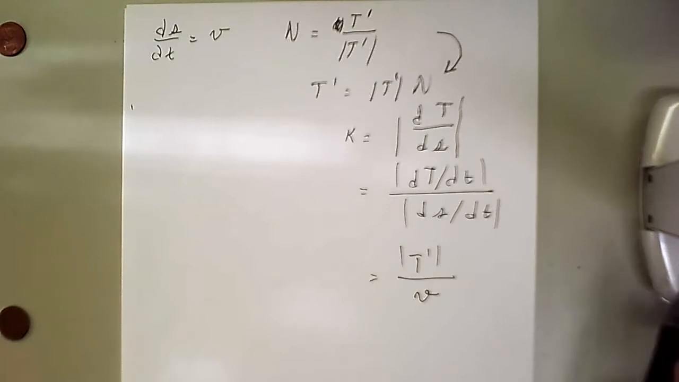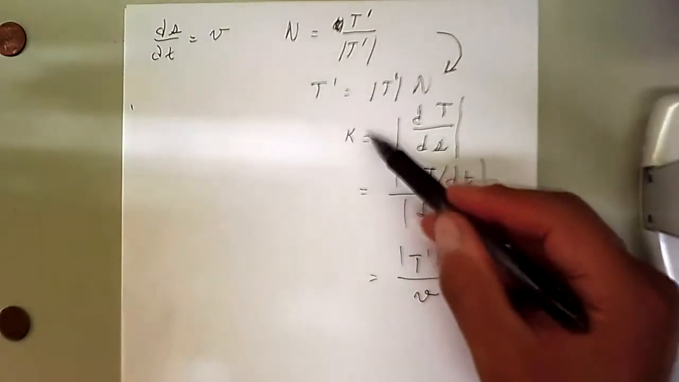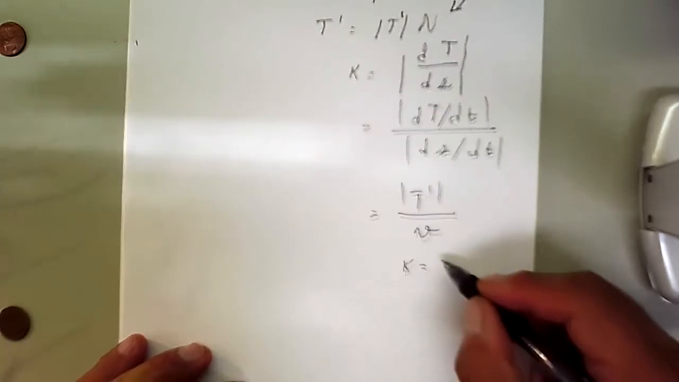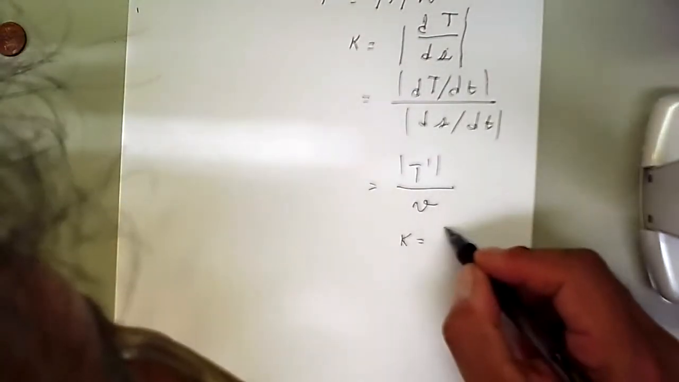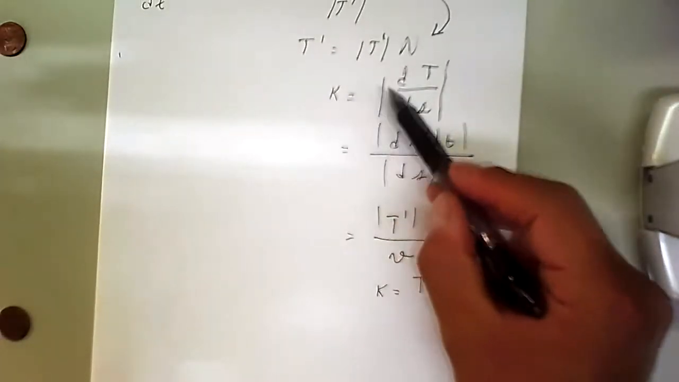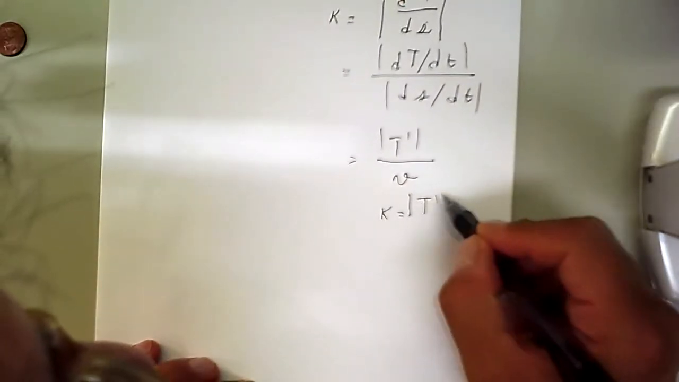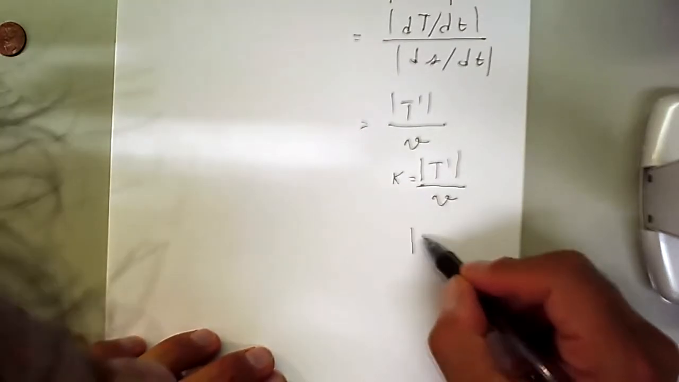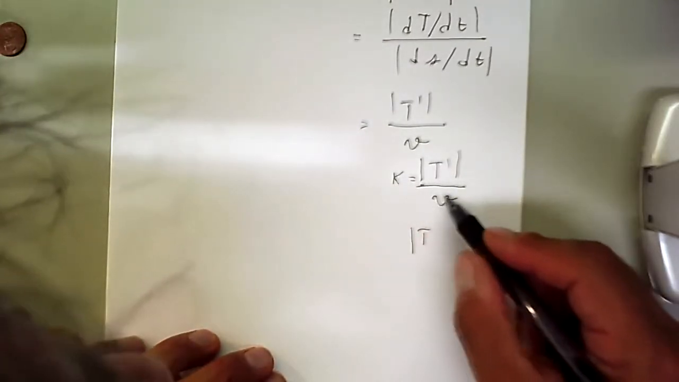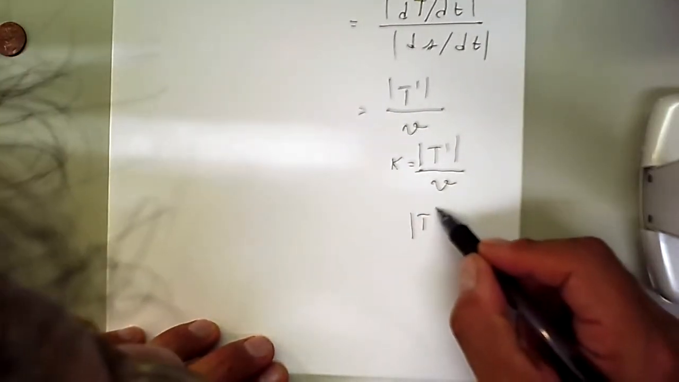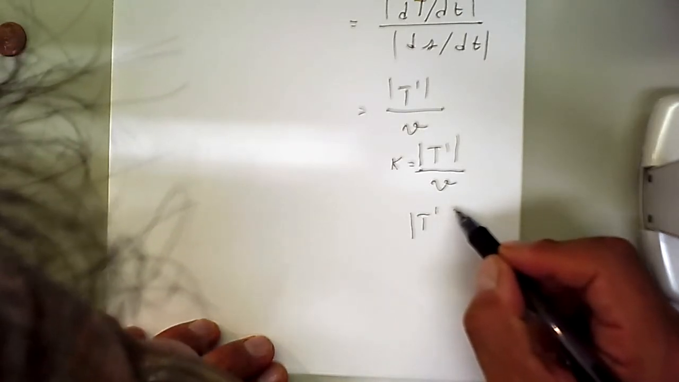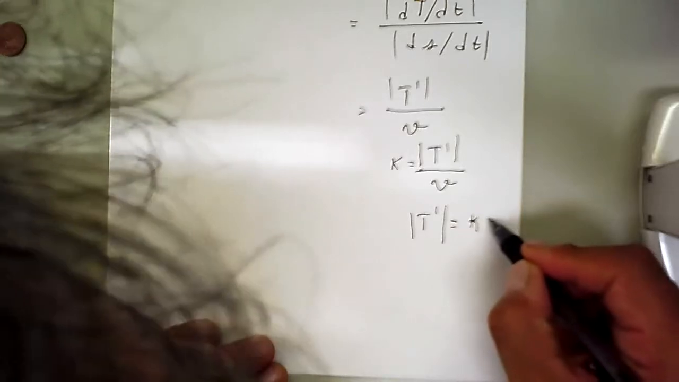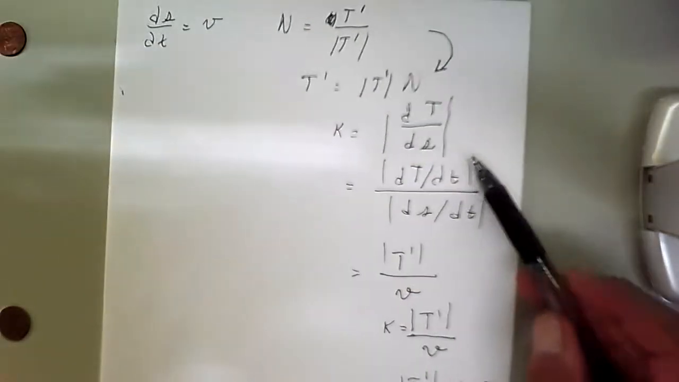Okay. So here, looking at this equation, what we have is that the curvature is equal to, I'm just rewriting what I have explained here, the magnitude of T prime over the velocity, which means that if we multiply both sides of the equation by the velocity, the magnitude of T prime is equal to the curvature times the velocity. Now let's go back to this equation.